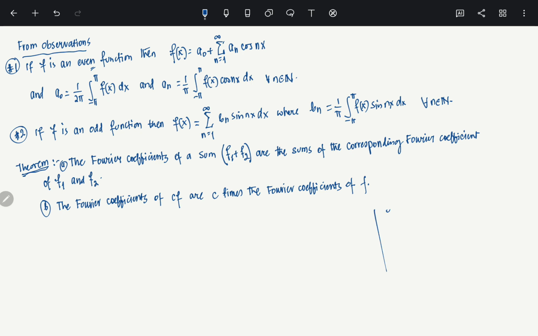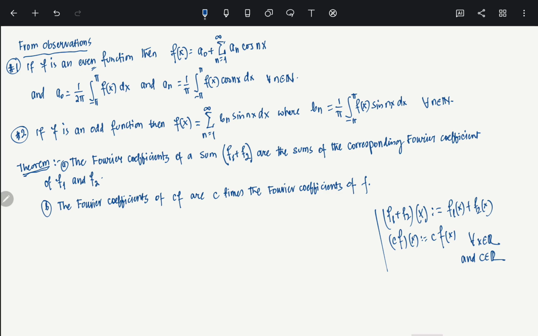You see how we are defining it. f1 plus f2 acting at x is essentially f1 of x plus f2 of x. This is the definition which we are using, and again c times f acting at x is by definition c times f of x. So this holds for all x in R and c in R. With this definition this is true, and the proof is extremely easy. You can do it yourself, so please do it yourself. I am not doing this part. This is very, very simple.